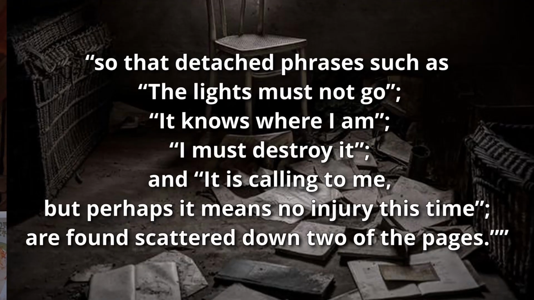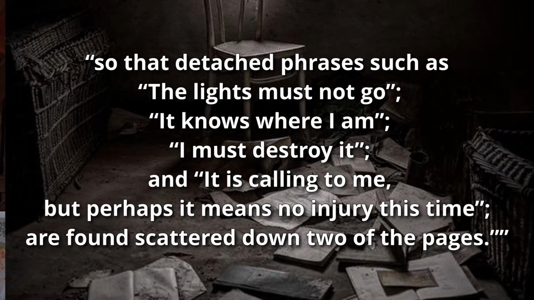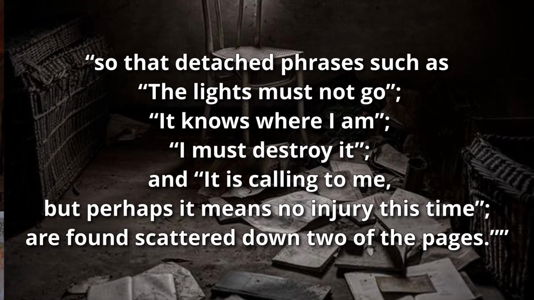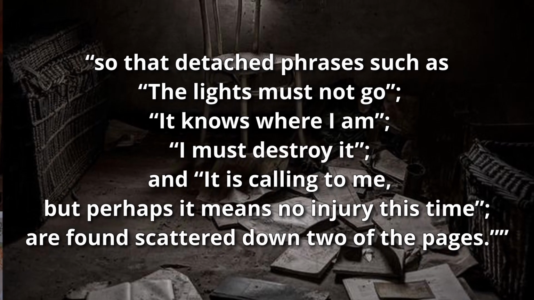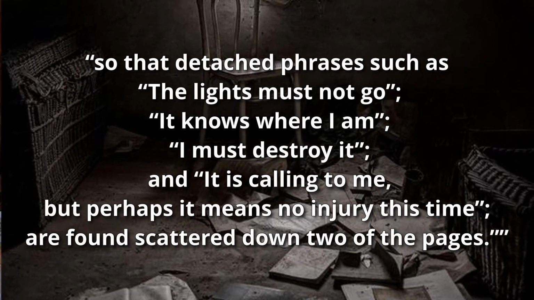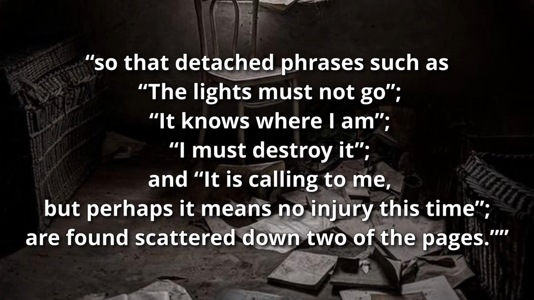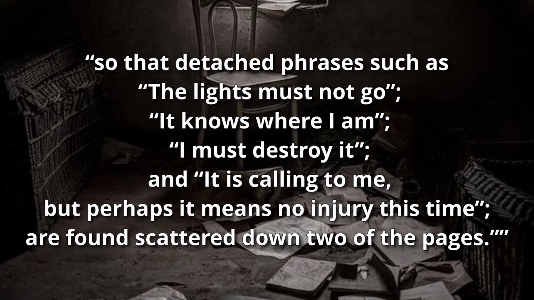Robert has to keep it dark inside so he can see out the window and watch over the city. He sits at his desk, stares into the distance. Hastily, the artist writes down an entry from time to time, so that detached phrases such as, "The lights must not go," "It knows where I am," "I must destroy it," and "It is calling to me, but perhaps it means no injury this time," are found scattered down 2 of the pages.